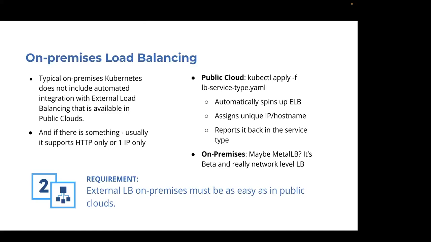There are solutions like MetalLB, but that has problems. There are solutions like just using an ingress IP address, right? But that's a single IP address for all of your services. You might not have separation of the host names or IP addresses, and there are many other problems. So there are definitely problems with on-premises load balancing. My requirement is that external load balancing on premises must be as easy as in public clouds. So what does that look like?